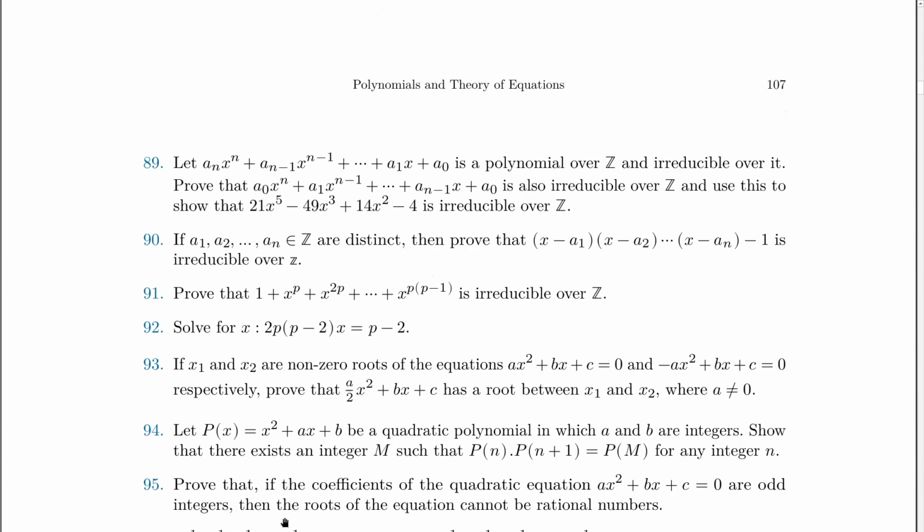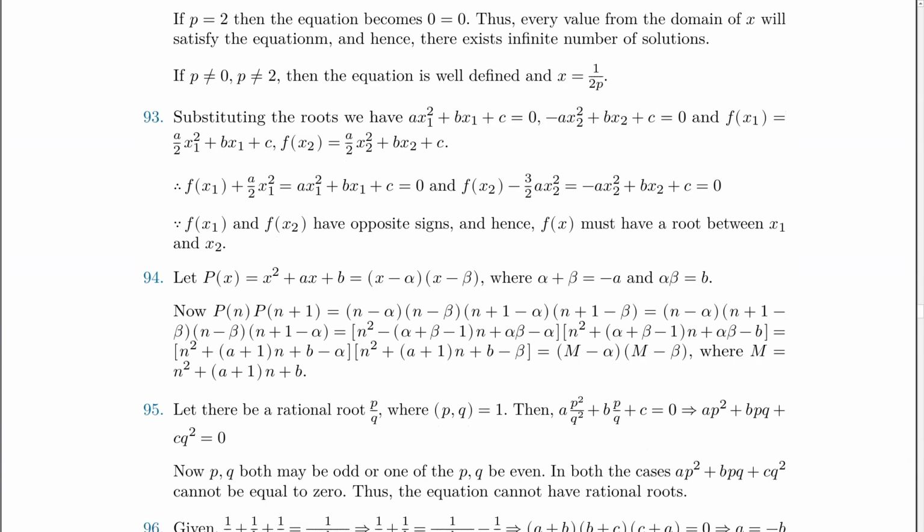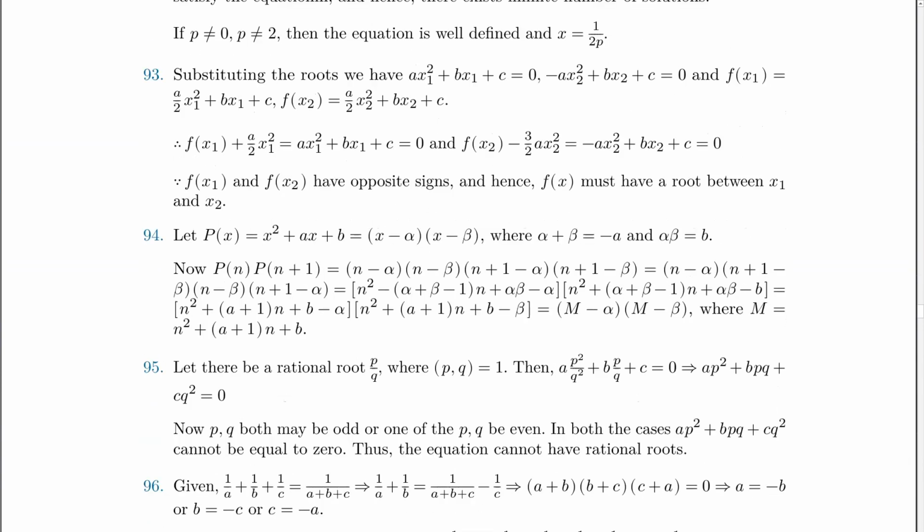Now, the next question says that if 1/a + 1/b + 1/c = 1/(a+b+c), then prove that 1/a^n + 1/b^n + 1/c^n = 1/(a^n + b^n + c^n) for all odd n. So, you see this here.